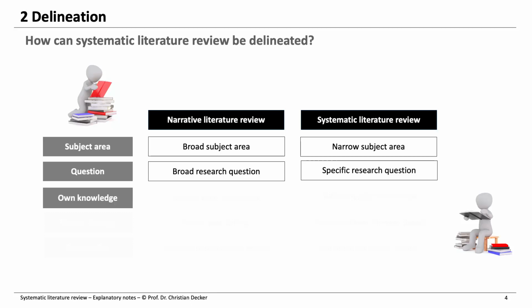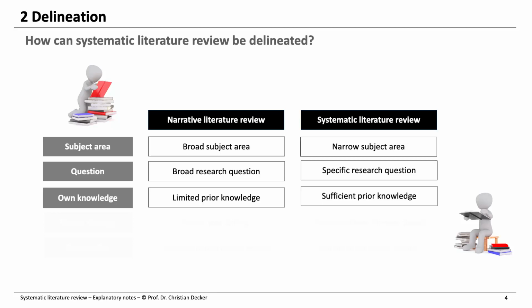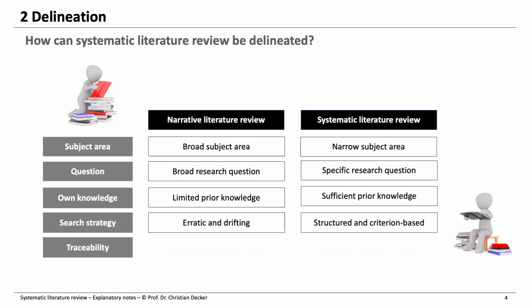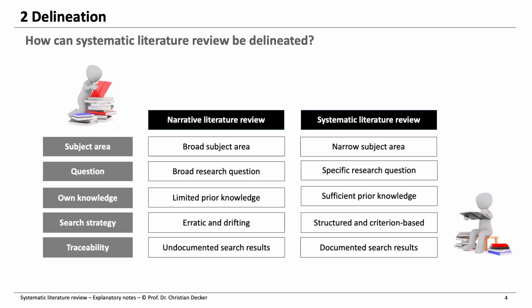Own knowledge. For narrative literature review, a limited prior knowledge is sufficient, whereas systematic literature review requires sufficient prior knowledge. Search strategy. During narrative literature review, the search strategy may be erratic and drifting, whereas systematic literature review requires a structured and criterion-based search process. Traceability. Narrative literature review is conducted without documenting search results, whereas systematic literature review requires the meticulous documentation of search results.